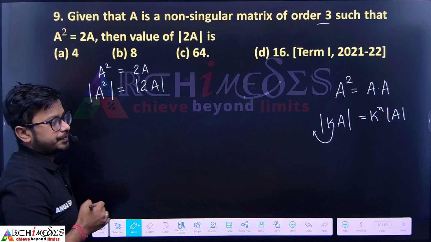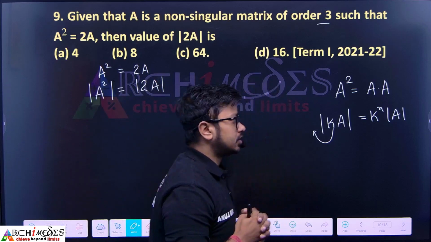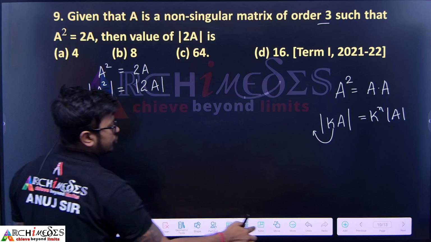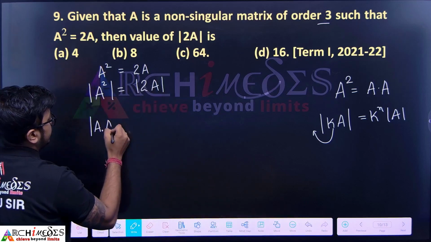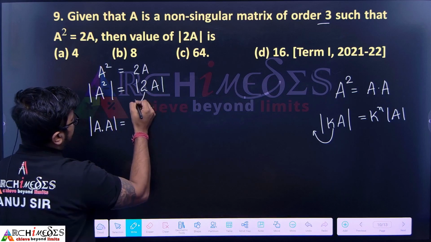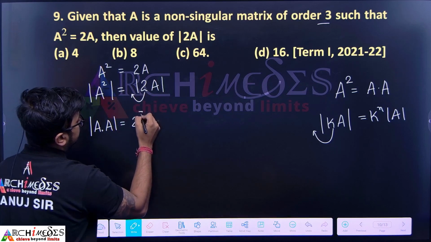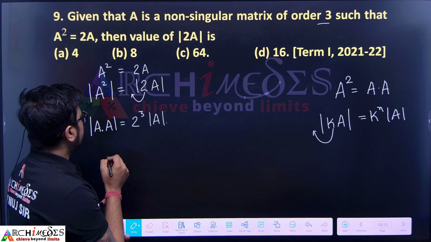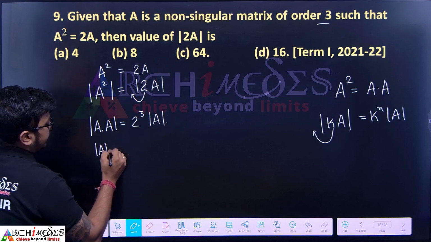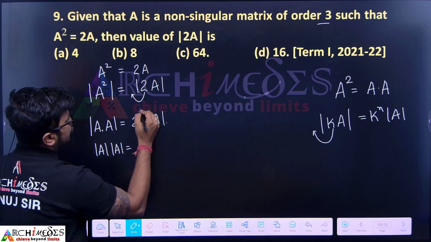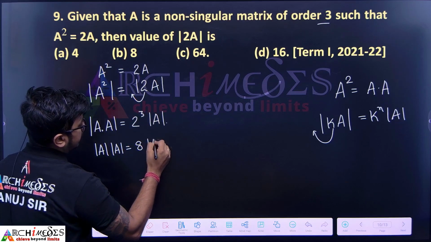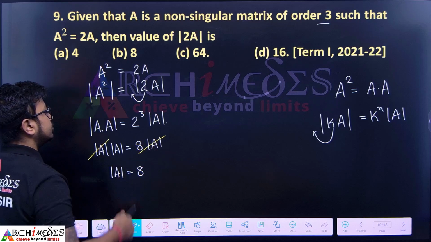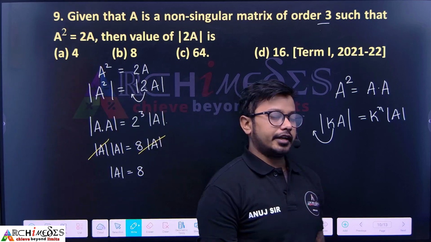Am I clear up to here? Clear? So I am putting the determinant on both sides. Now can we say that the determinant of A square is the determinant of A into A? A square means A into A. And if you want to put 2 outside, it will be 2 cube into determinant of A. Can we write this? Check it. Clear? So we can break this into determinant of A into determinant of A, that equals 2 cube, which is 8, times determinant of A. So from here you are getting the determinant of A as 8. Yes or no? Clear?